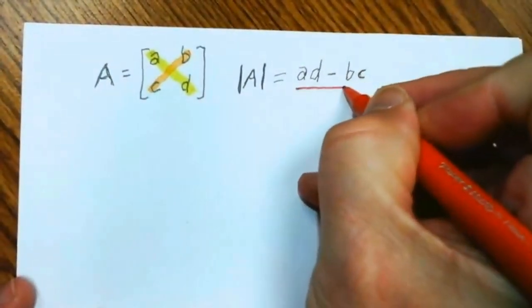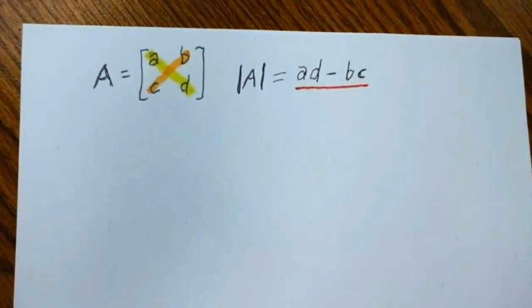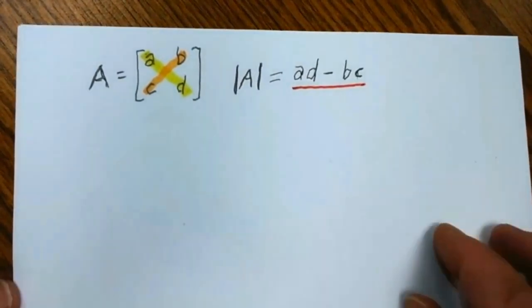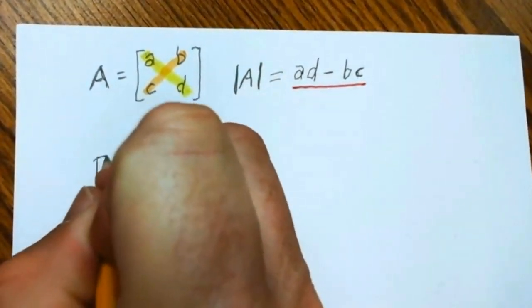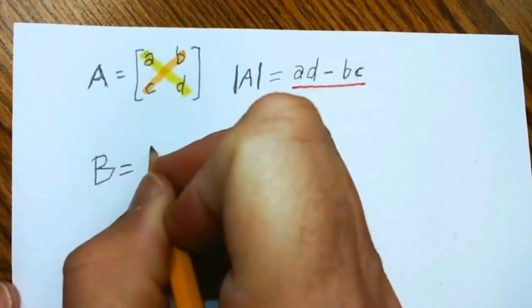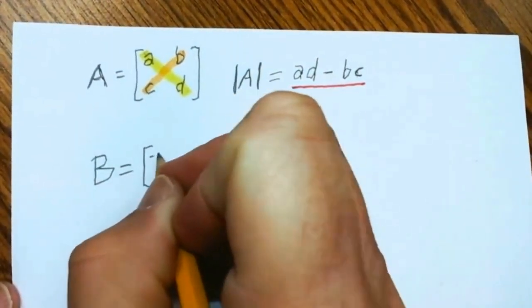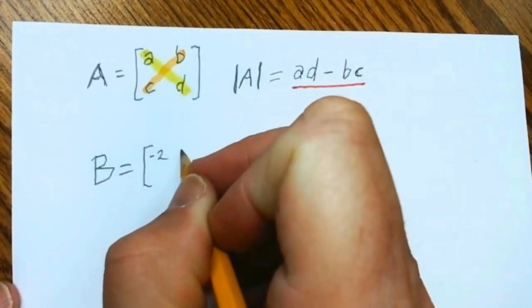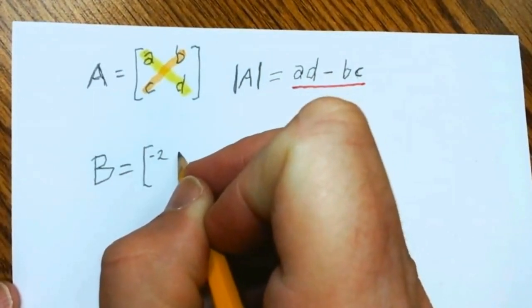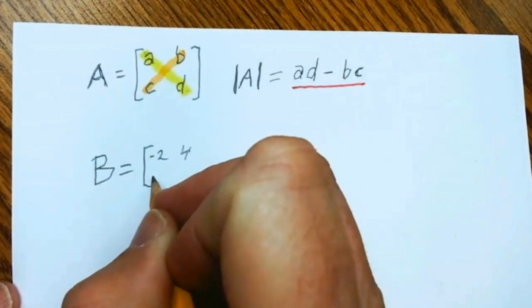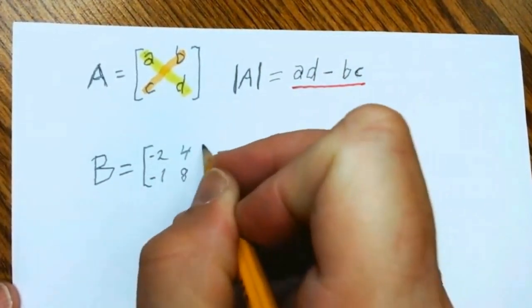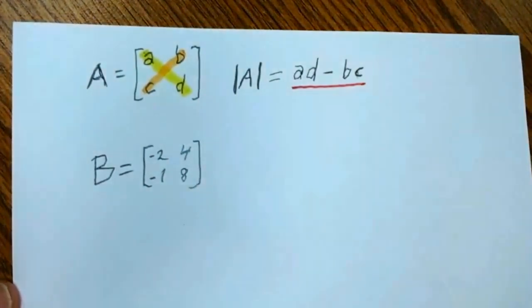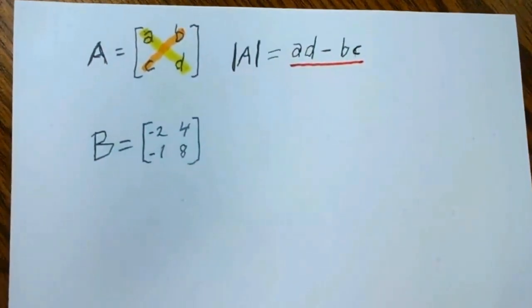A times D minus B times C. I'm like, oh, okay. Well, let's take that a step farther and do it with an example. So let's do this matrix B, and let's actually give it some numbers. It's going to be -2 and 4, and we'll say -1 and 8. So now let's have an actual matrix with some numbers in there.